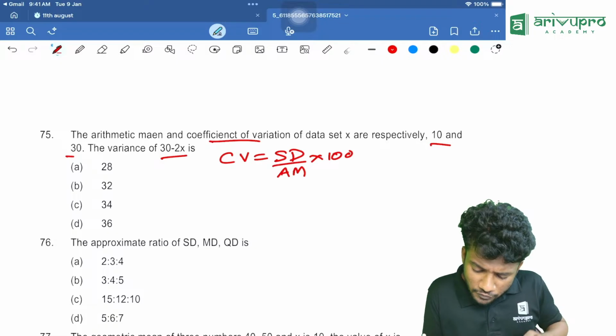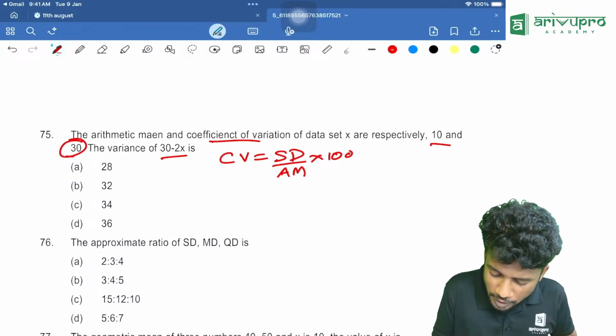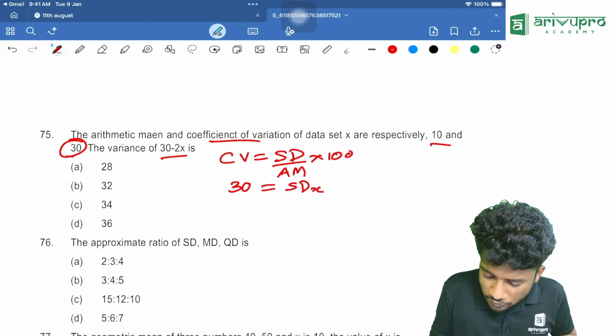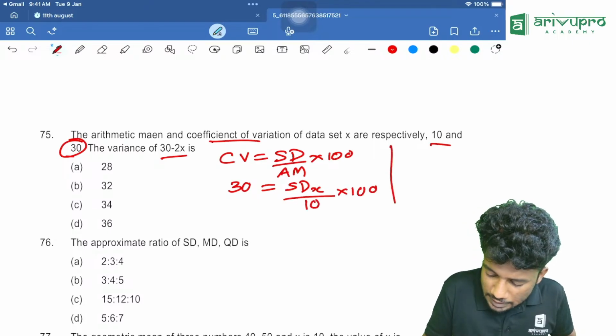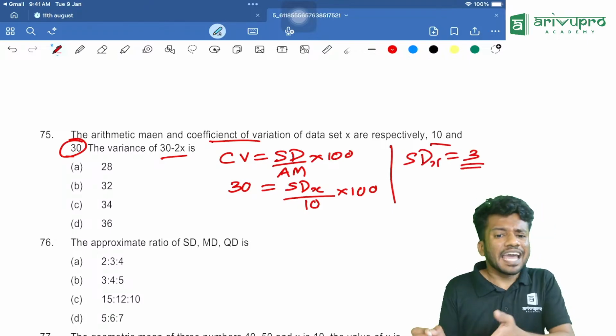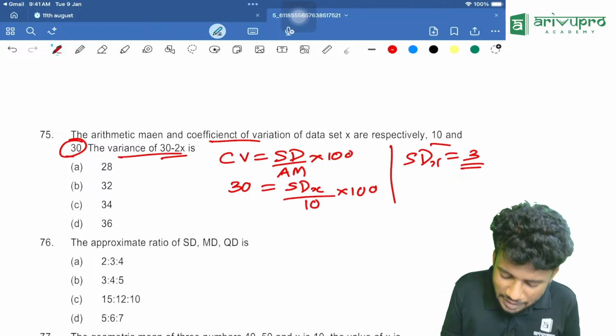Now look here, the coefficient of variation of x is given to be 30, which is equal to standard deviation of x divided by arithmetic mean, which is 10, into 100. So standard deviation of x is nothing but 3. We have the value of standard deviation of x equal to 3. Now we need to find the variance of this.